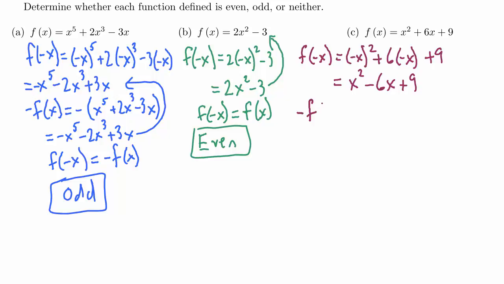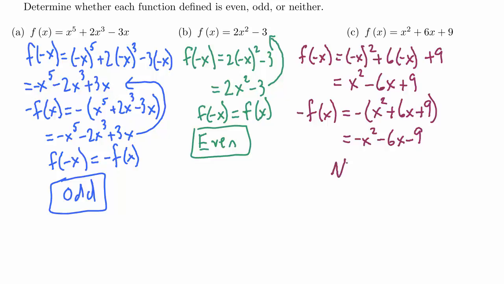That tells me I need to figure out negative f of x. So that's negative of x squared plus 6x plus 9. And distribute the negative sign to all three terms. That gives me negative x squared minus 6x minus 9. And these two are not the same either. Therefore, because those two are not the same, it's not even, and because these two are not the same, it's not odd. Therefore, this function is neither even nor odd.